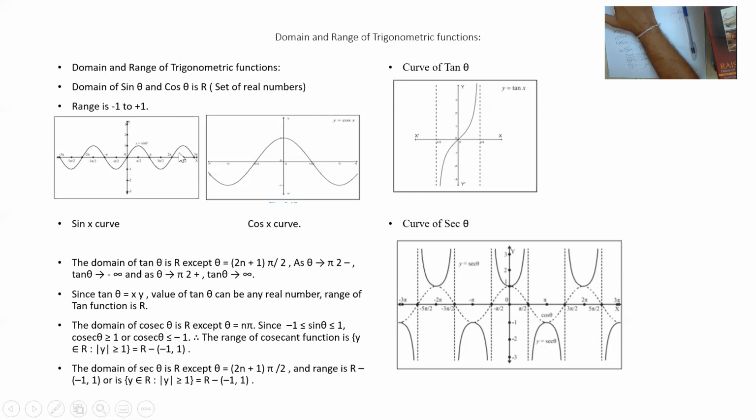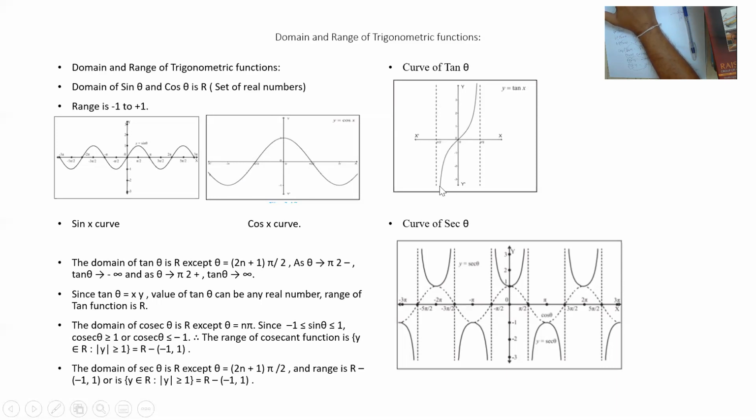This is the sin theta. Sin 0 is 0, sin 90 is 1, sin 180 is 0, sin 270 is minus 1, sin 360 is 0. Again it repeats. Similarly cos 0 is 1, cos 90 is 0, cos 180 is minus 1, cos 270 is 0. So this is cos. So these two represent the sine curve and cos curve. Both have the same domain. Now comes tan theta.